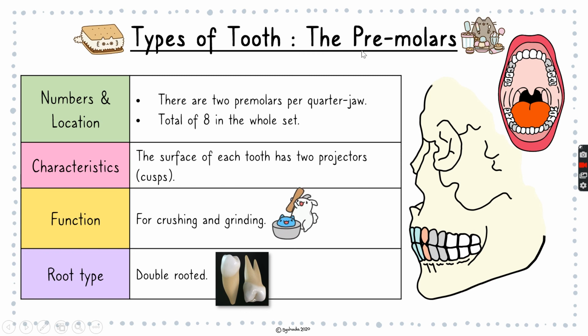The characteristic of the premolars is that the surface of each tooth has 2 projections or cusps. So you can see 1, 2, like that. I guess it's kind of like the crown of it. That's how I remember it. The function of having those cusps is that it's very helpful for crushing and grinding food. The root type is usually double rooted. So it has 1, 2, 3, 4, 5, 6, 7, 8 in total. So you have about 8 premolars.